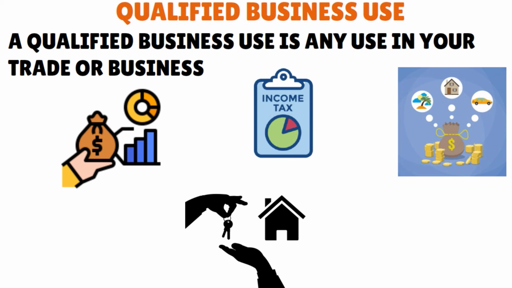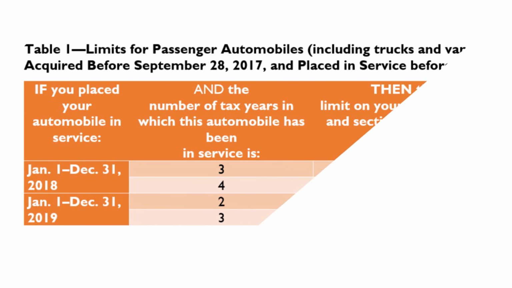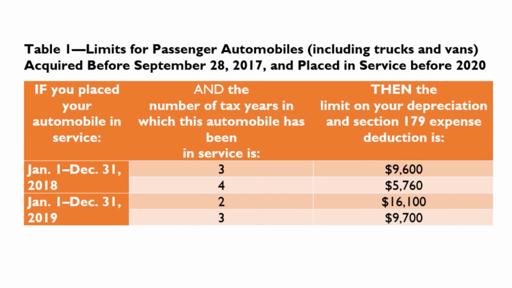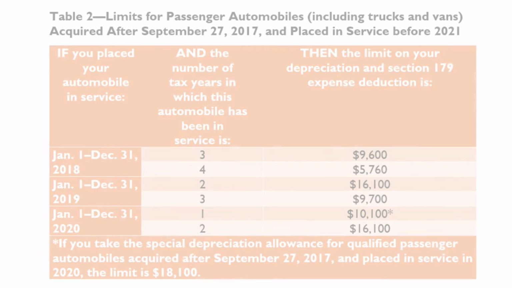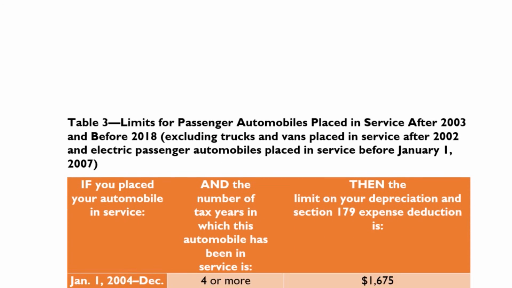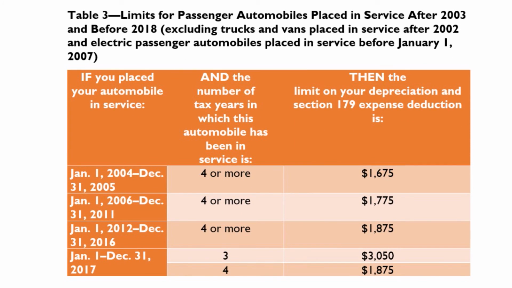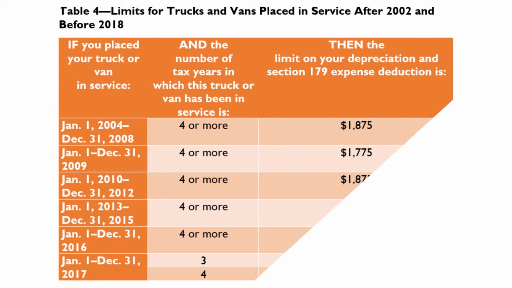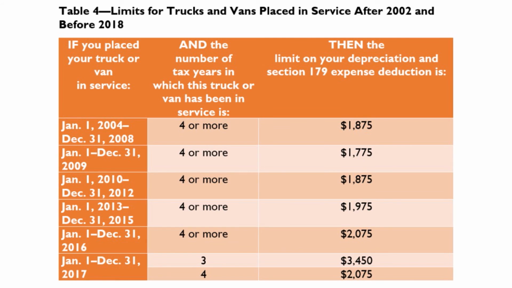So this is very important to show, and I want to show you right now on the screen. You can see here there are actually a few tables that you might find interesting. So we have here table 1, the limits for passenger automobiles, and then we have table 2. This is for passenger automobiles, including trucks and vans, acquired after September 27, 2017. We're showing you on the screen right now. Table 3, you can see on the screen here. Table 4, limits for trucks and vans placed in service after 2002 and before 2018.